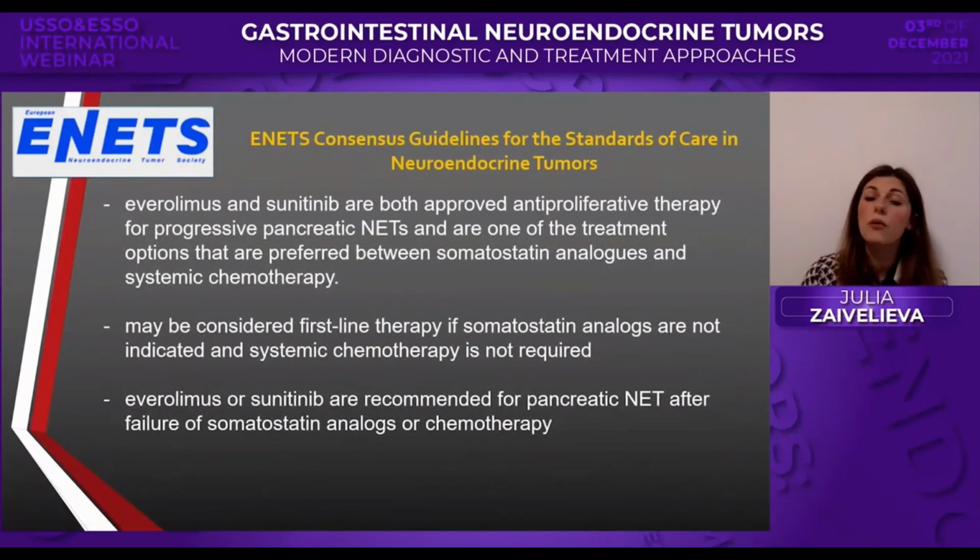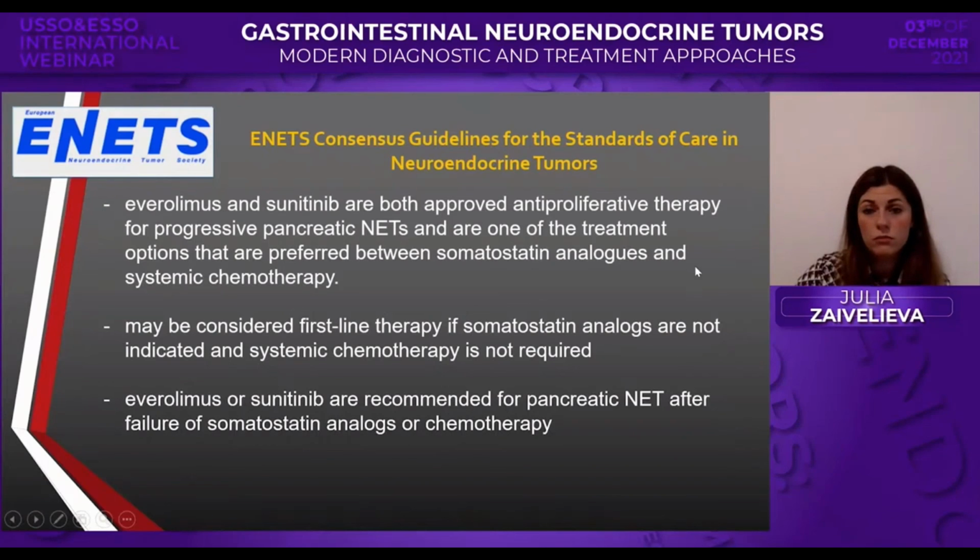m-TOR inhibitors are approved antiproliferative therapy for progressive pancreatic NETs and are one of the treatment options that are preferred between somatostatin analogs and systemic chemotherapy. May be considered first-line therapy if somatostatin analogs are not indicated and systemic chemotherapy is not required. m-TOR inhibitors are recommended for pancreatic NET after failure of somatostatin analogs or chemotherapy.